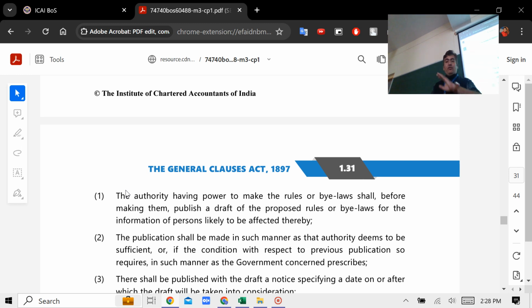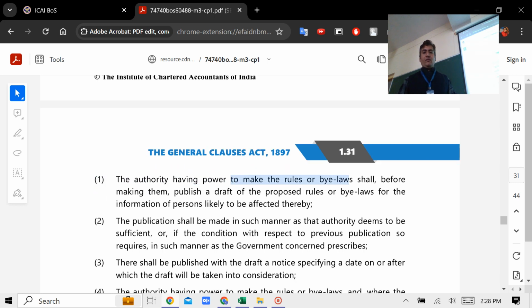So guys, there are 4 steps I want to tell you. First of all, write down: drafting the rules. लिखो वहां पे drafting the rules. Second, publish the rules before authority.